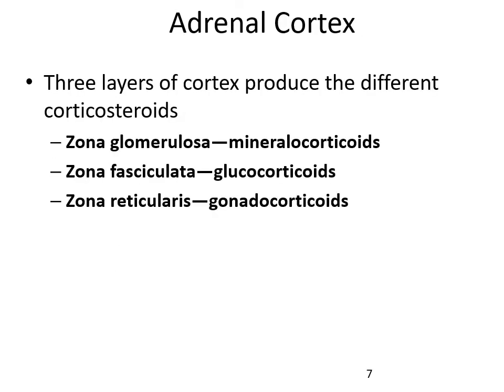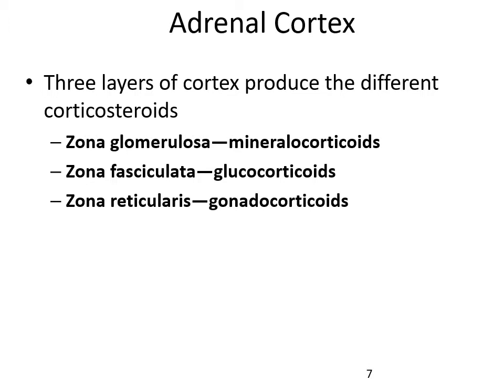Now, the adrenal cortex: there are 3 layers of glandular tissue in the cortex that produce different corticosteroids. Cortico for the cortex, steroids for the type of chemical that they are, what biological substance they are. They are steroids. So the outer layer is called the zona glomerulosa, and that produces mineralocorticoids.